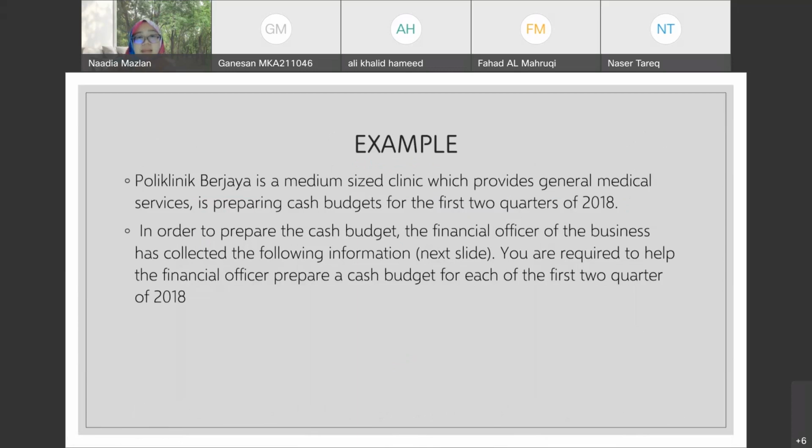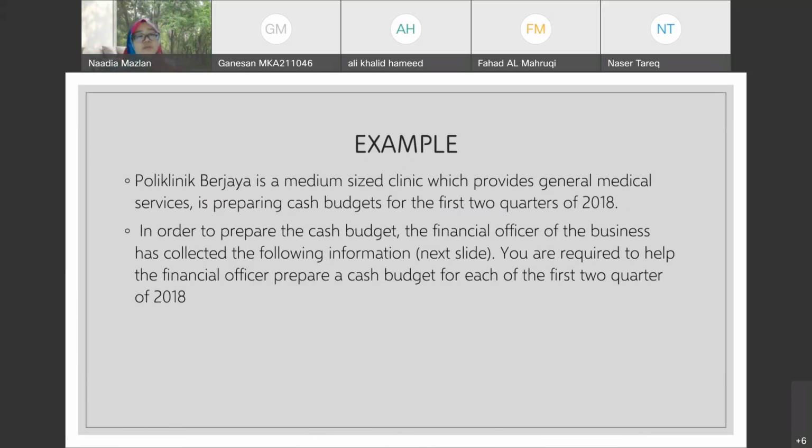Okay. Now we're going to do another example together. Polyclinic Berjaya is a medium-sized clinic which provides general medical services, and is preparing a cash budget for the first 2 quarters of 2018. Two quarters means how many months? Six months. One quarter is how many months? Three months. Six months.